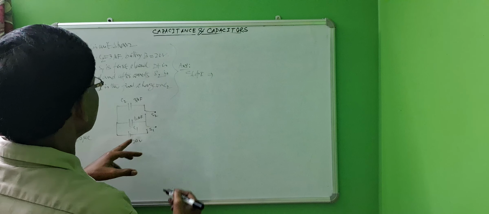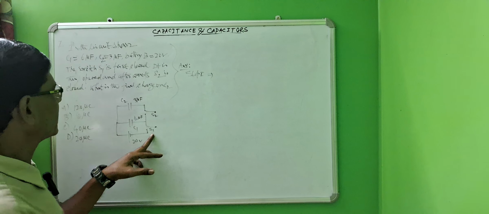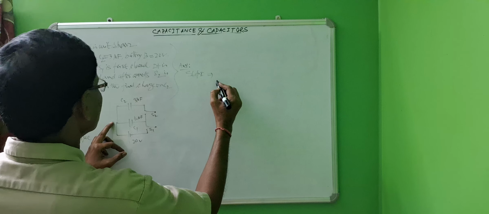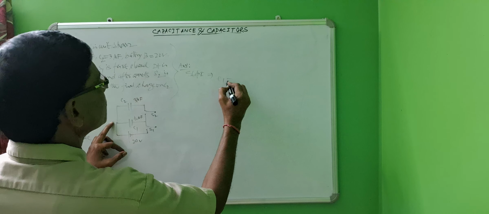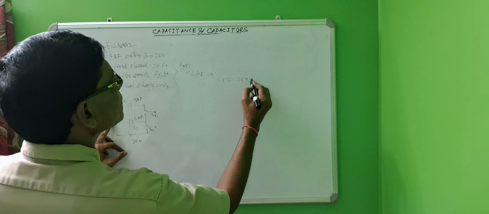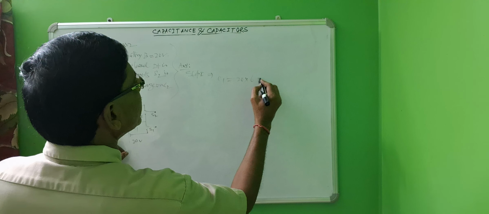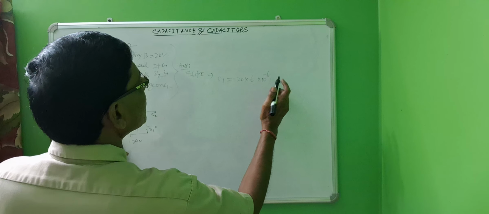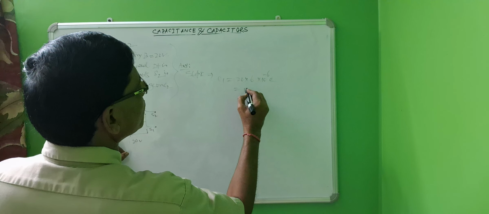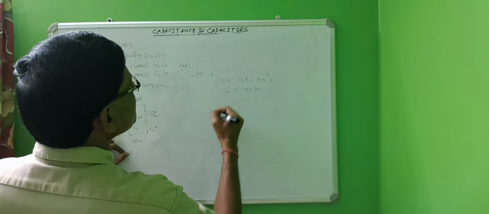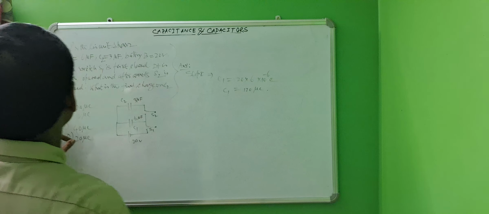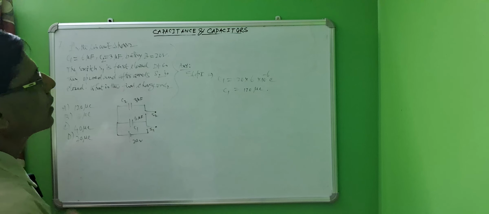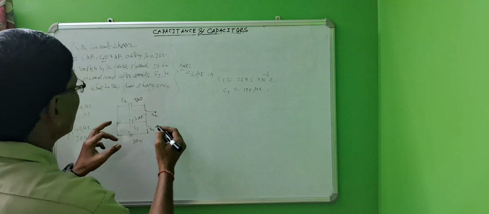Step number 1: when S1 is closed, the charge goes to C1. So what will be the charge on C1? C1 will be 20 into 6 into 10 to the power minus 6 coulomb, equals 120 microcoulomb. So C1 has 120 microcoulomb.